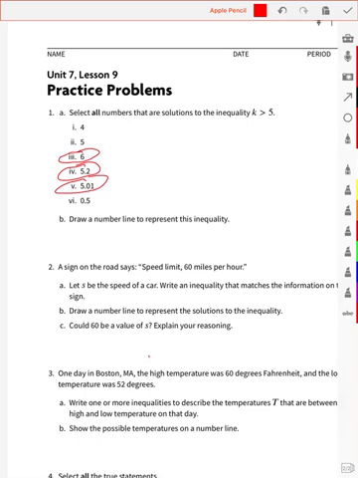For B, draw a number line to represent this inequality. So I'm going to put my number line like that, and then 0, 1, 2, 3, 4, 5, 6, and it is greater than 5. It's going to be an open circle at 5 going to the right.